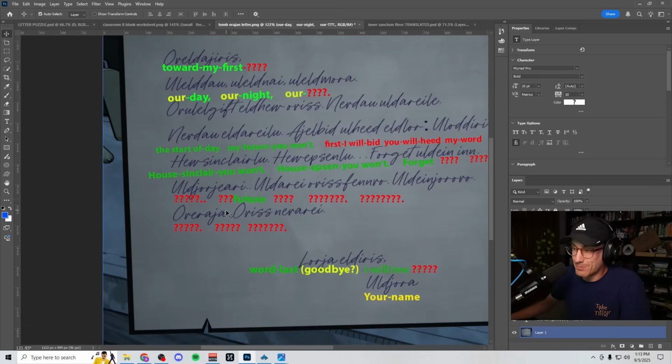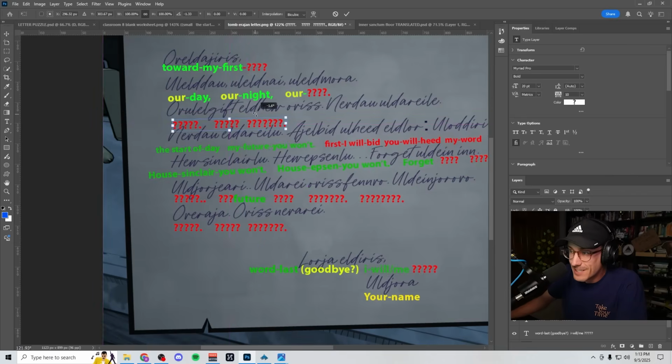Okay. I'm trying to solve too many things at once. Holy shit! I'm in love with this puzzle. Okay, let's just do it as quickly as we can. One step at a time here.